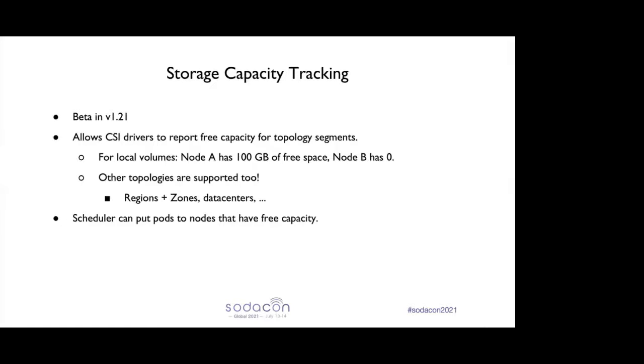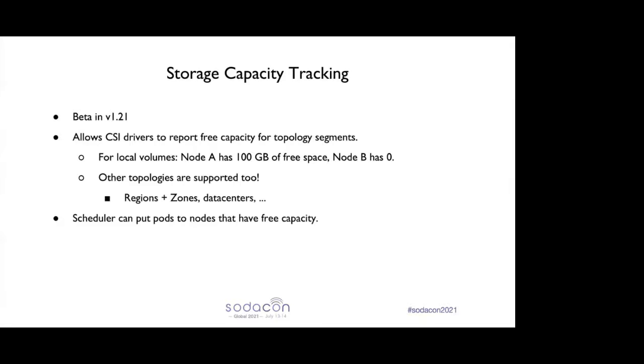Now let's take a look at storage capacity tracking. This feature is beta since the 1.21 release. Traditionally, the Kubernetes scheduler was based on the assumption that additional persistent storage is always available everywhere in the cluster and has infinite capacity. But this is actually not true. The topology support that I mentioned earlier addressed the first problem. The storage capacity tracking addressed the second problem.